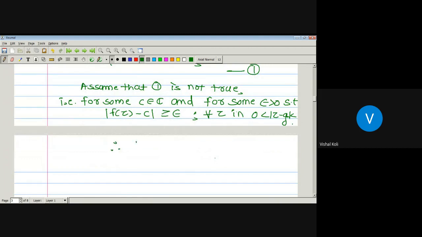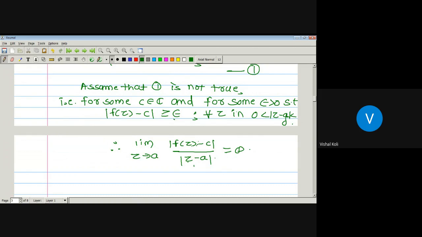limit z tending towards the point a, modulus of f(z) minus c upon modulus of z minus a, is nothing but infinity. Since modulus of f(z) minus c is greater than or equal to epsilon, as z is tending towards the point a, z minus a will be 0, and the numerator will be greater than or equal to epsilon. It means some constant divided by 0, which must be infinity.